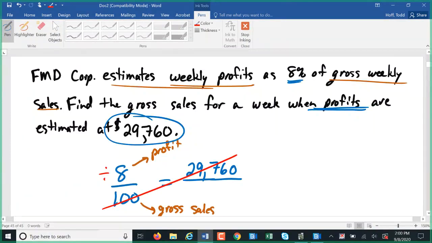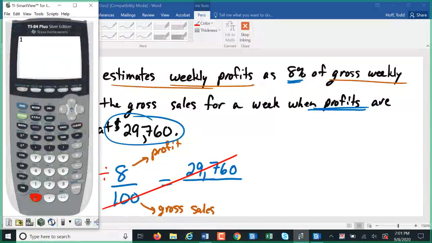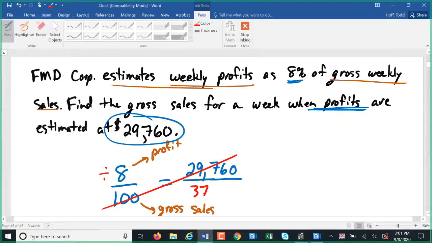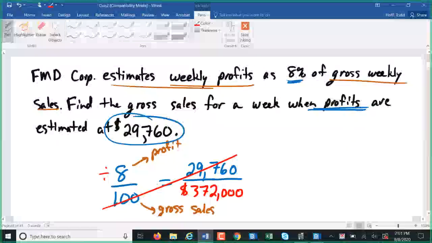So 100 times 29,760, and then divided by 8 gives us $372,000. The gross sales for the week were approximately $372,000.